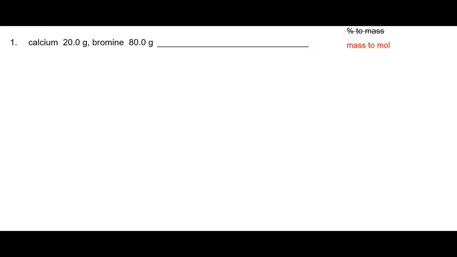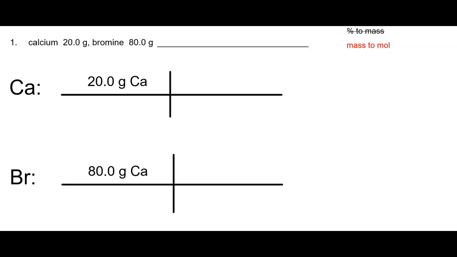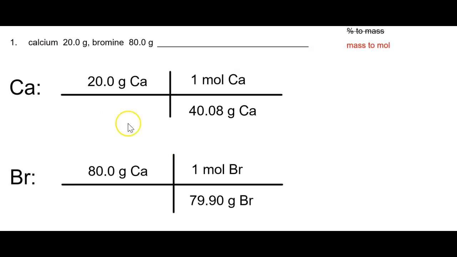So we're going to take each of the atoms, calcium and bromine, and we're going to take their masses, 20 grams and 80 grams, and we're going to convert them to moles from mass using the periodic table number, or the molar mass. So we're going to do a grid. We know there's 40.08 grams of calcium for every 1 mole of calcium from the periodic table, and there's 79.90 grams of bromine for every 1 mole of bromine from the periodic table. Remember, when you use your molar mass, your opposite number is always 1 mole. So if we multiply the top numbers, divide by the bottom, same thing, we get this value.